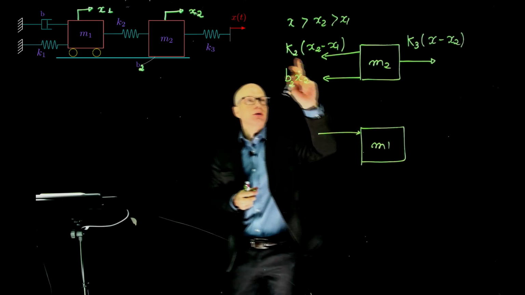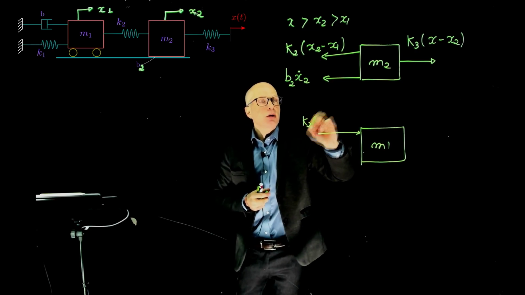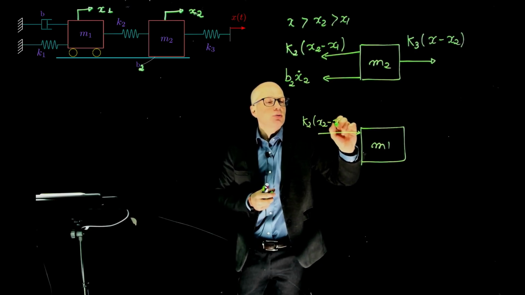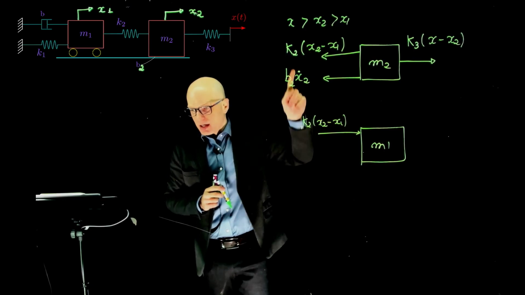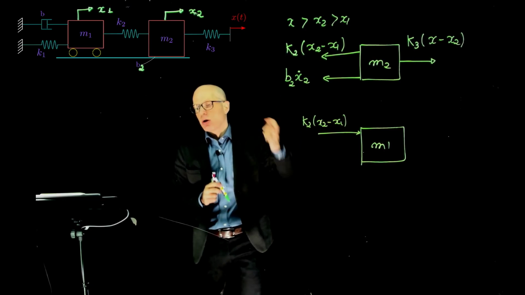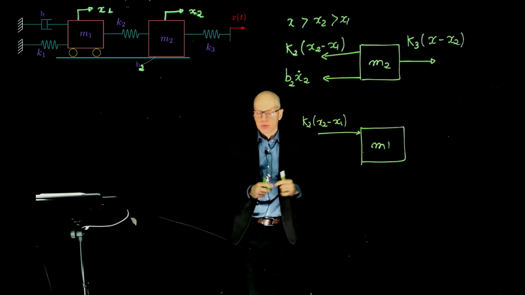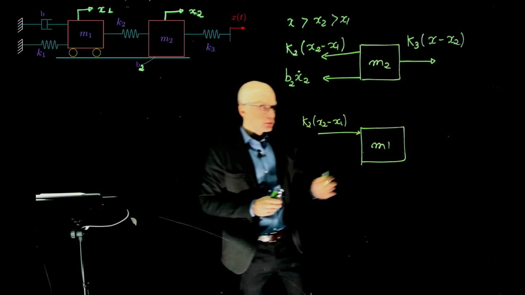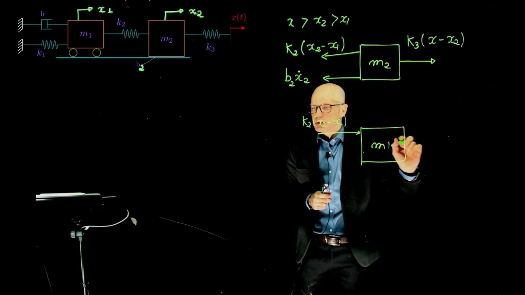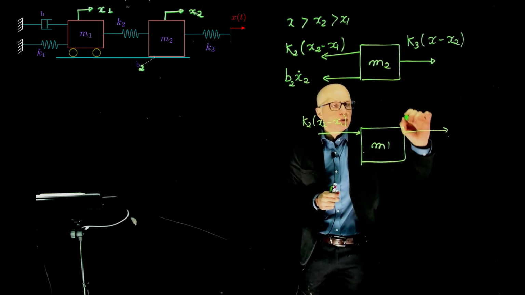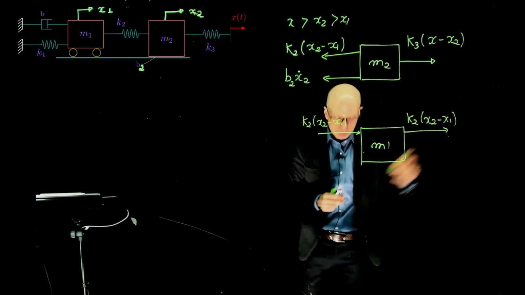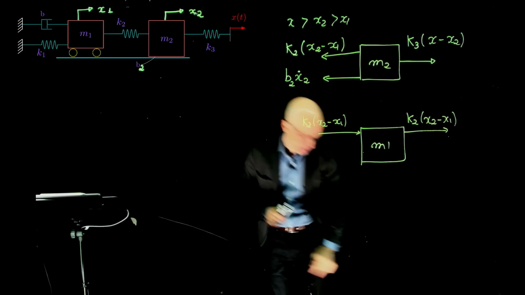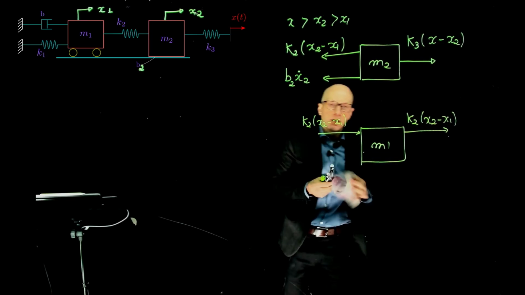The force due to this spring is K2 times x2 minus x1. Now notice once again that this force is exactly the same in magnitude as that, but it has opposite direction. Actually, let me put it here just to avoid confusion again. It's the same force. I don't want you to mix that up with the other one over there.